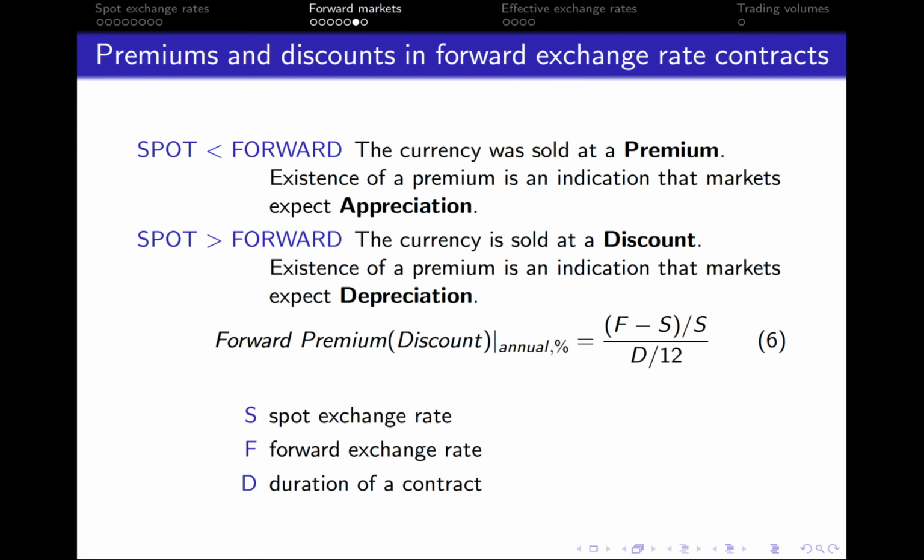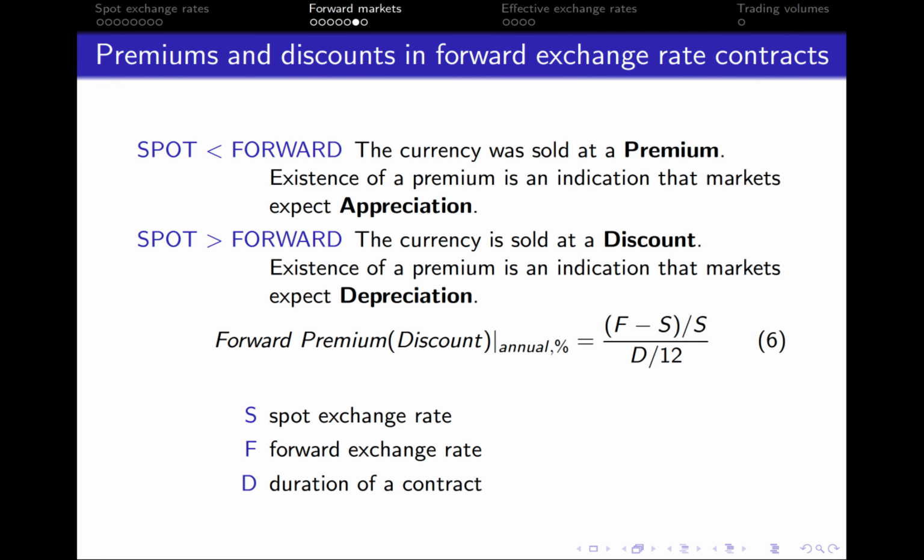Then, if the other is true, if spot is bigger than forward, it means that the currency is sold at a discount. And the existence of a discount implies that there is an indication that the markets are expecting depreciation.